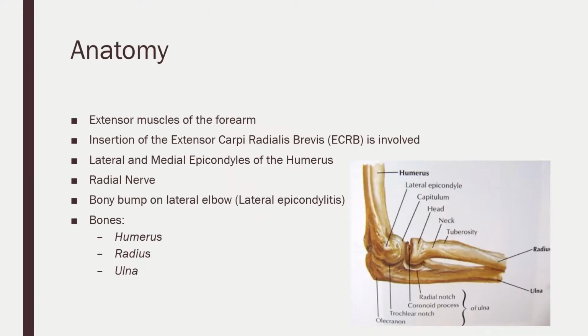Anatomy. Extensor muscles of the forearm. Insertion of the extensor carpi radialis brevis is involved. Lateral and medial epicondyles of the humerus. The radial nerve. The three bones of the elbow joint are the humerus, the radius, and the ulna. And lateral epicondylitis causes a bony bump on the lateral elbow.